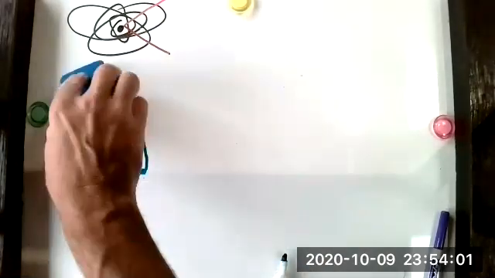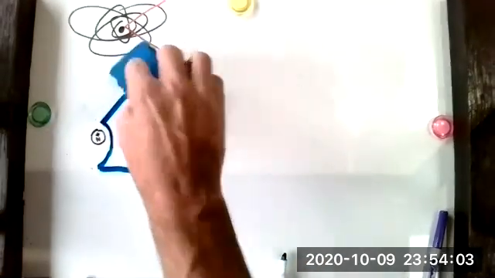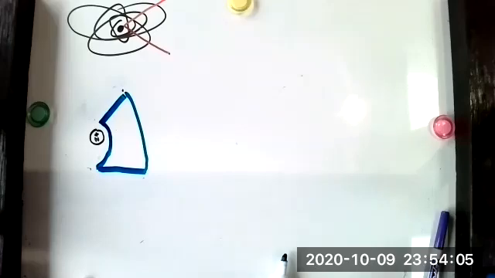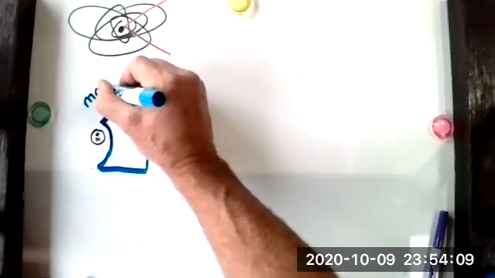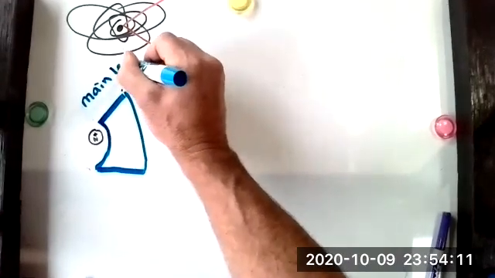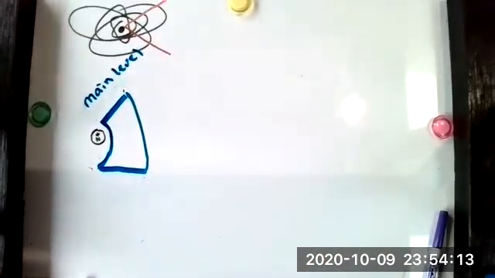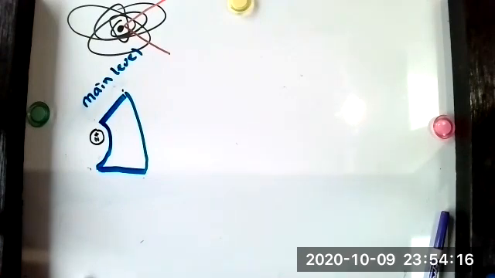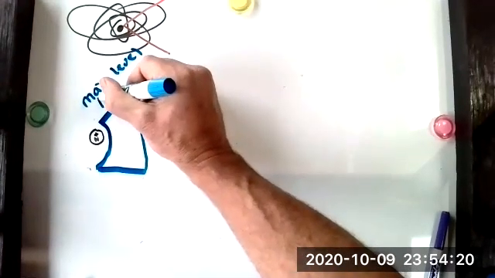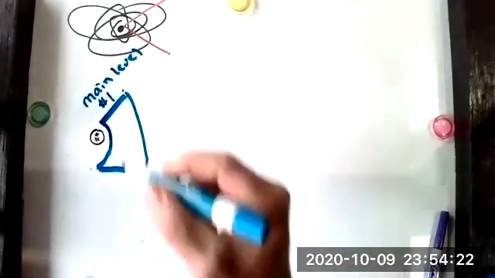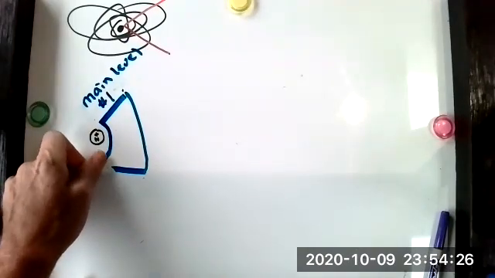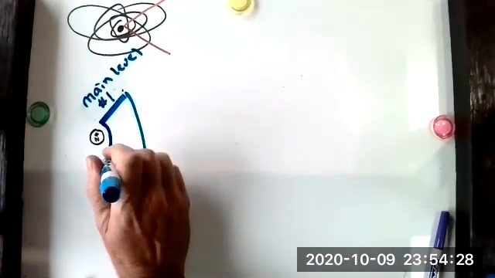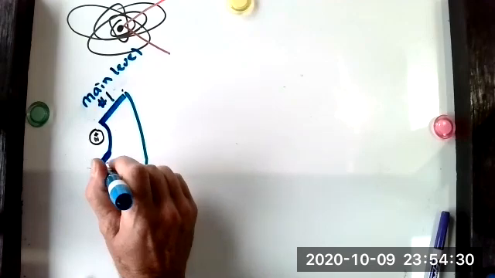That first area where they found electrons to be hanging out is called a main level. And since it was the first area where they measured the existence of electrons, they called this main level number 1. Let me get this to be a little better. They called it main level number 1.